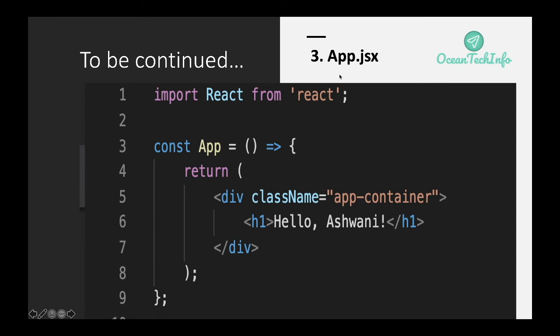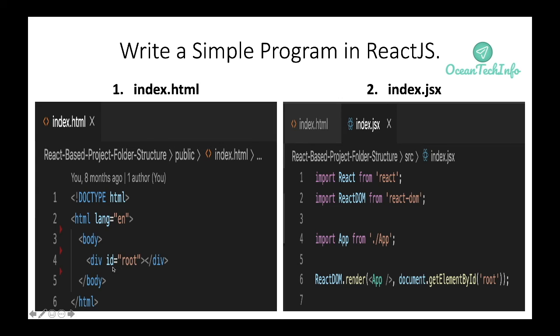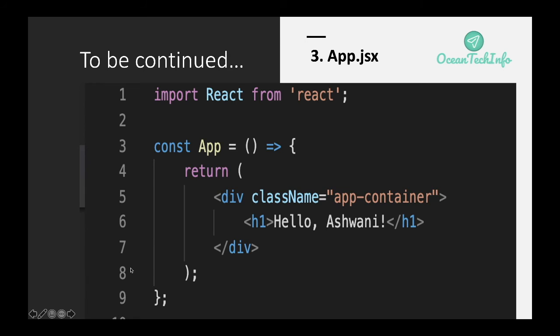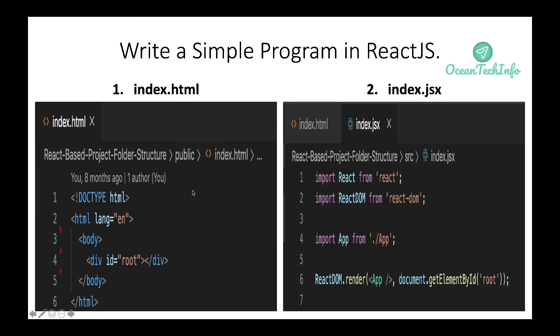Now this is the app.jsx. This is a component which has to be rendered after finding this root element in the DOM, which is called the real DOM. Now I'm going to return a div with class name app-container. So a div will be created with this class name, and here I'm just showing heading 1, and inside this, hello Ashwani as a text will be rendered on the HTML page, which is called the index.html page.